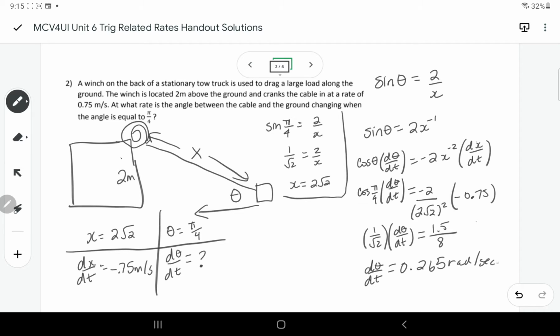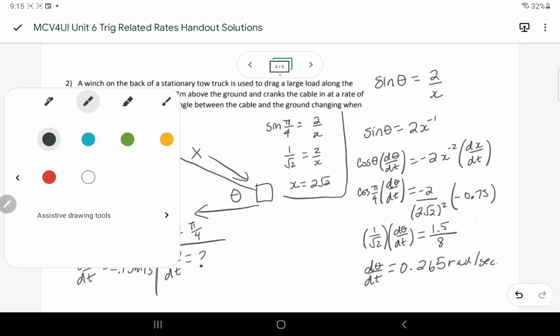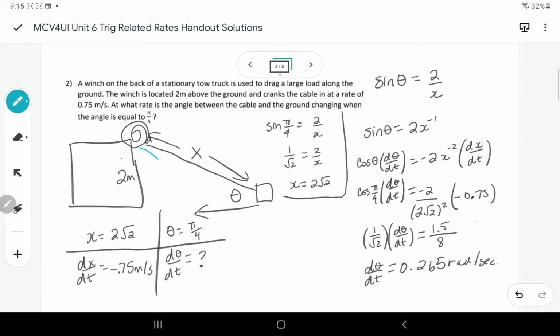Now, does it make sense that this is positive? Is this getting bigger? Yes, that makes sense. As this comes shorter, if you look like time lapse later on, X will be smaller, and this thing will be closer into the truck. So theta has gotten to be a bigger angle, and it'll keep getting bigger and bigger as you get closer in. Yes, this is a positive rate of change.